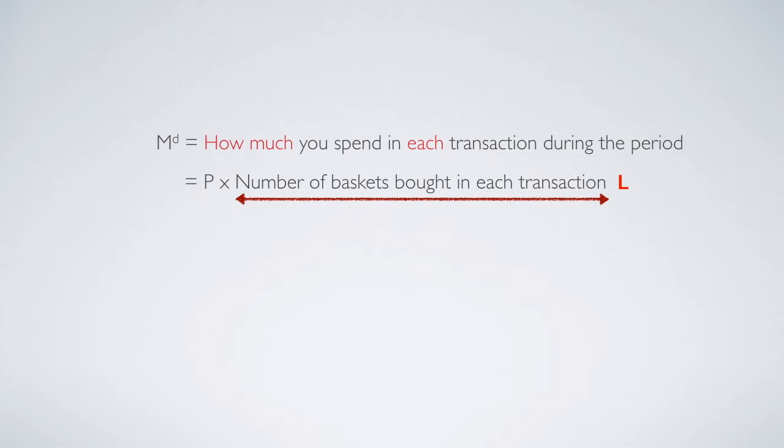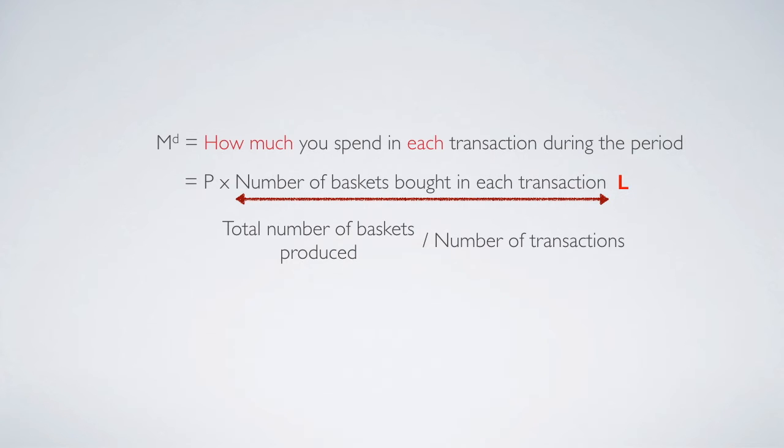It's determined by 2 things. One is the total number of baskets that he wants to buy for the month, or for the entire economy, the total number of baskets produced, divided by how many transactions he wants to make. In our previous example, he makes 3 trips. Totally, he might want to buy 9 baskets. But because he makes 3 trips, each time you only buy 3 baskets. So the number of baskets bought in each transaction is equal to the total number of baskets for the month divided by the number of transactions.